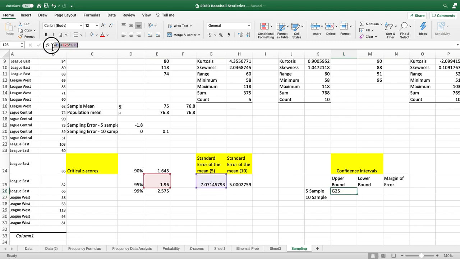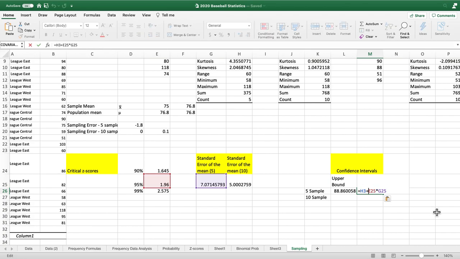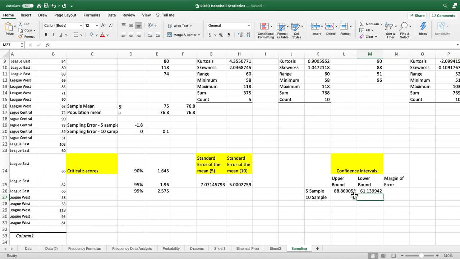Now we can just copy that formula and paste it into our lower bound, except we want to change the plus to a minus. So my upper bound is 88.8, my lower bound is about 61.1, and then my margin of error is the last thing that we want to calculate.